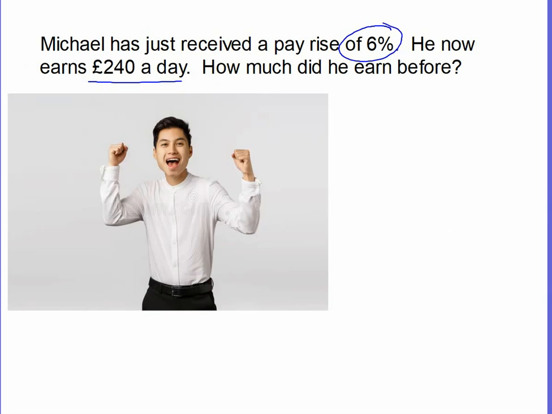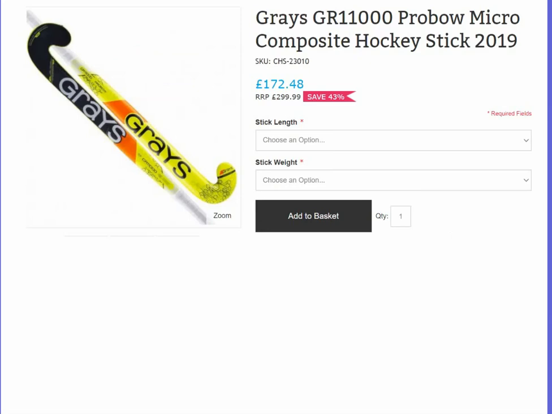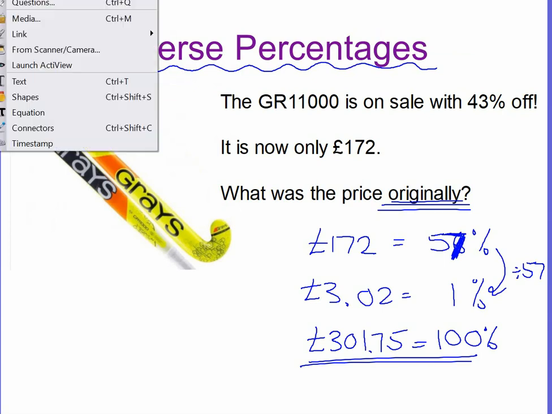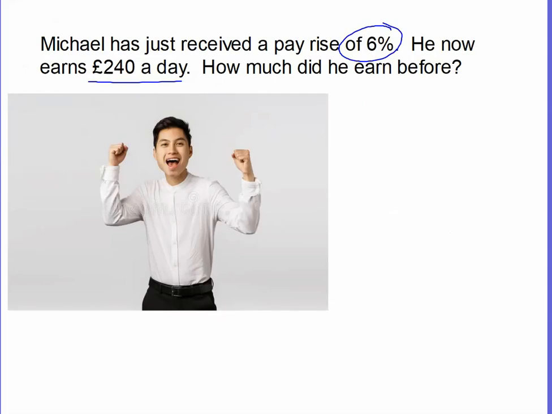Now the mistake, which I should have said before in the last one, is people just decrease it by 6%. And in fact, let's just go back to here quickly. Now, what a lot of people do, they increase this one by 43%. Now, if you do that, so just times it by 1.43, you'll see that you get £245.96. That's nowhere near the amount. Okay? So, come back to this.